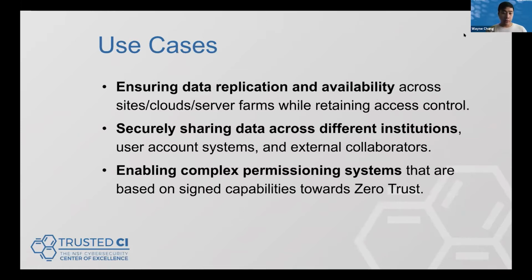So we also allow for complex permissioning systems towards zero trust. We use something called a capabilities-based permissioning system, which allows you to show up with a bunch of hall passes about what you're allowed to do, signed by the right issuers, and access storage that way.